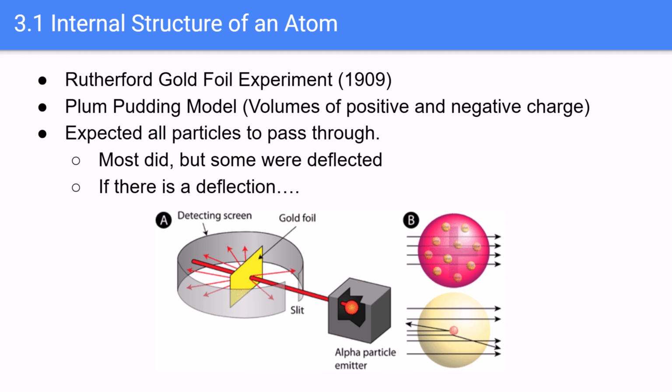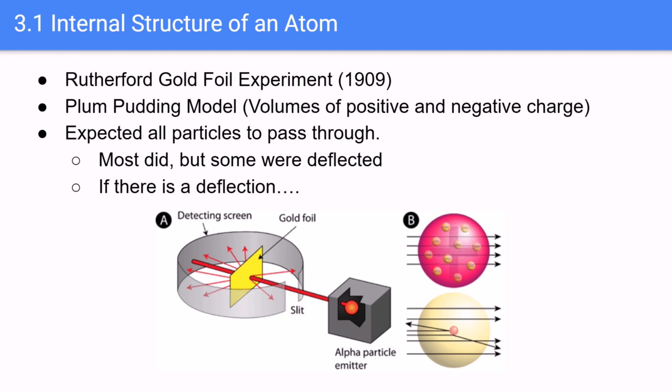So, like I said, one of the most important experiments here is the Rutherford gold foil experiment. The Rutherford gold foil experiment, conducted in 1909, disproved the plum pudding model, which we discussed previously, which was that idea that there are volumes of positive and negative charge present in atoms. An atom is essentially empty space, just with positive and negative charges associated with it.